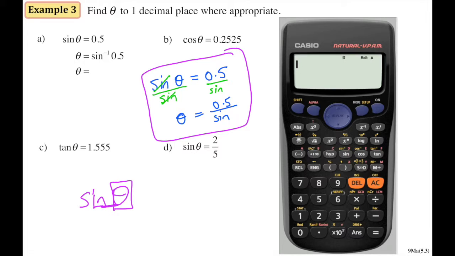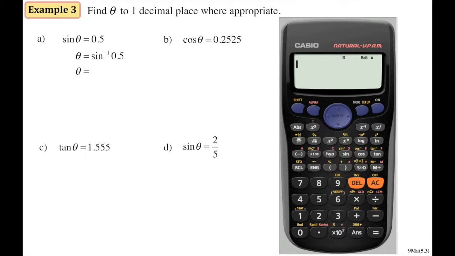So when you're doing a question like this, it's important that you understand that to get rid of the sine, we actually have to do something which is called take the inverse sine, or the opposite of sine, to both sides. And the opposite of sine and sine cancels sine out, so we get theta equals the opposite of sine, or inverse sine, of 0.5.